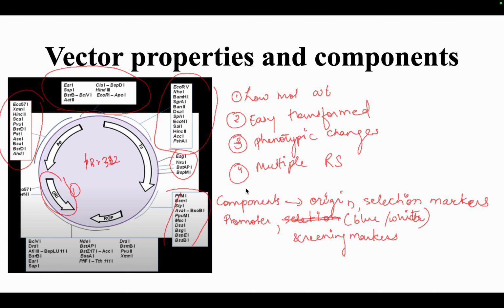Okay, and the fifth and most important is it should have a high copy number. What do we mean by high copy number? Copy number is the number of units of plasmids which are present in the cell. So it should have a high copy number in order to give us a higher protein yield at the end. Okay, so these are the properties and components of different vectors, and this is PBR 322 with ampicillin and tetracycline resistance gene selection markers.